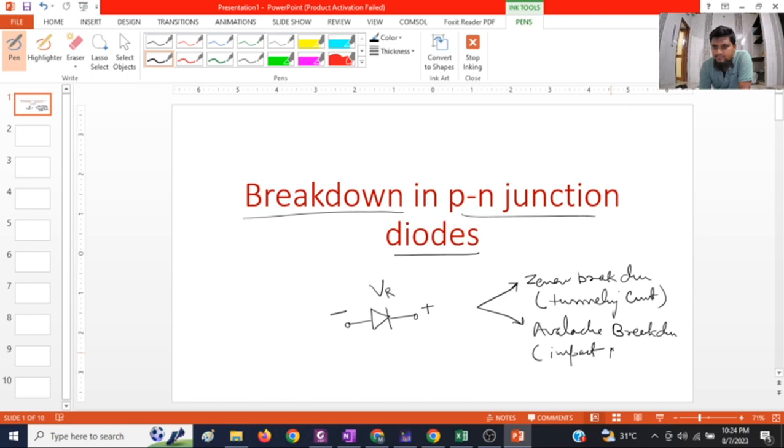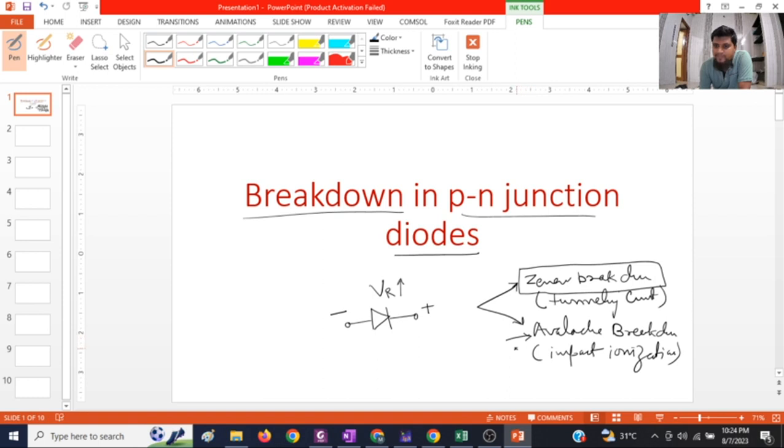Now, what is impact ionization? I will let you know, and how this tunneling current increases in case of reverse bias, that I will also mention. Also, there are some conditions for Zener breakdown, and if those conditions are not met, and if you keep on increasing the reverse bias, it's very probable that at a certain voltage avalanche breakdown will happen.